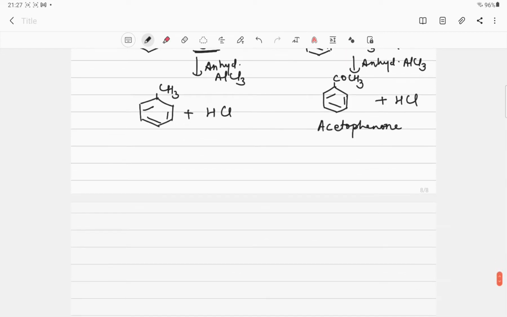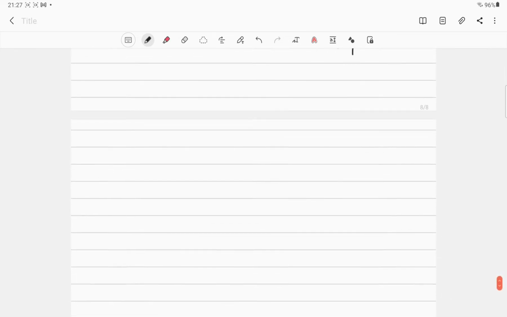Now what about the mechanism of this reaction? How will the reaction take place? Whenever we do the mechanism of electrophilic substitution, let me tell you, there are 3 common steps. What are these steps? Number 1, that is generation of electrophile.